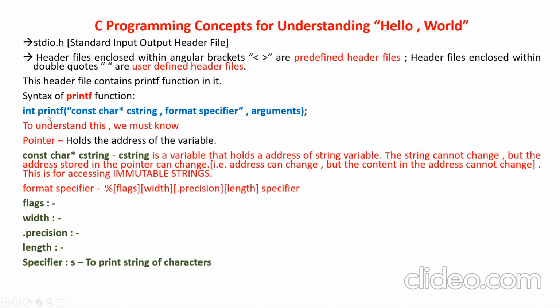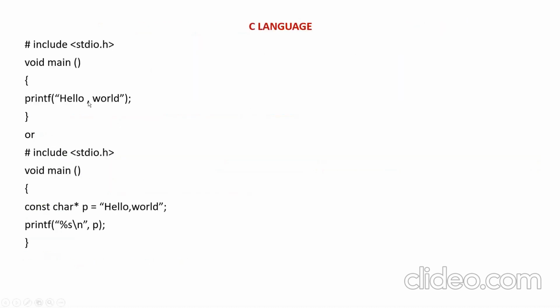So what is the syntax of the printf function? If you see, it is int printf(const char *c_string). The c_string is a pointer to an address. That address is holding a constant character array. What is a constant character array? Hello world. In this case, this hello world will be stored in one particular memory location. That c_string is pointing to that particular memory location. So that hello world will be provided over here. c_string is actually a pointer to a location.